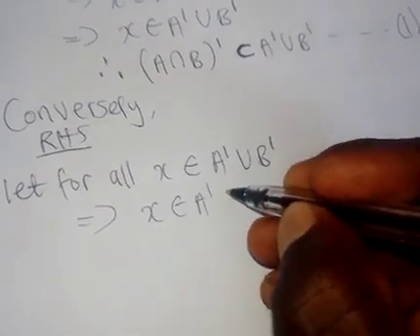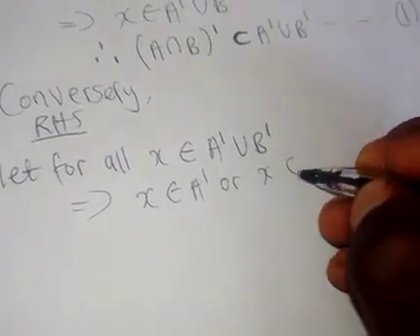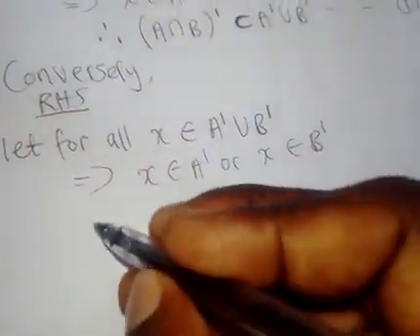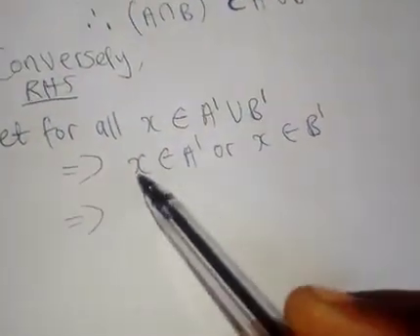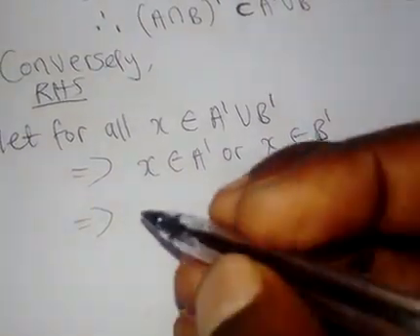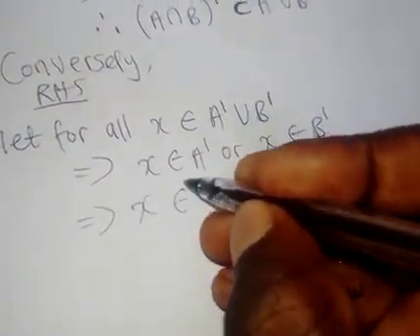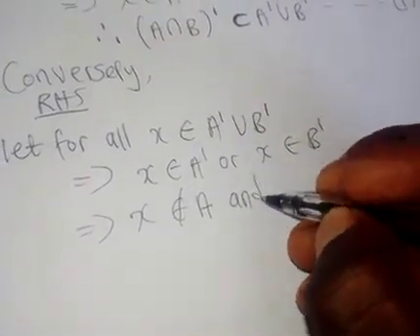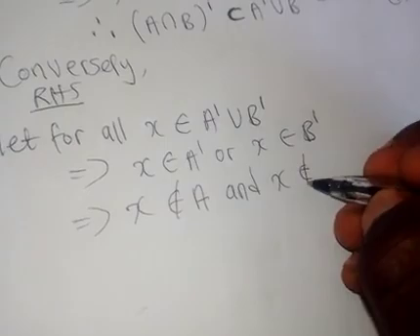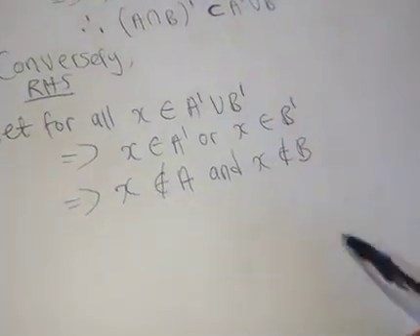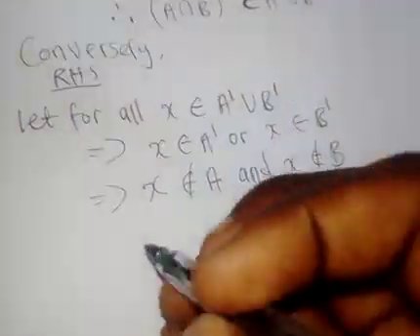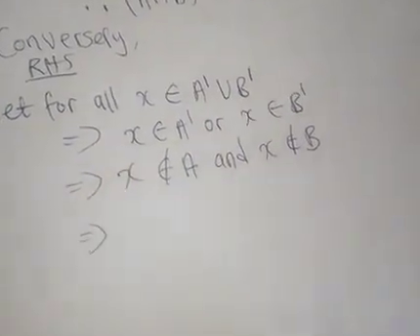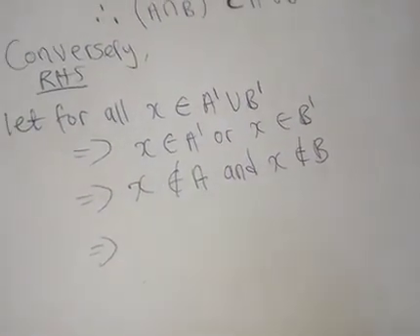A complement, or x is a member of B complement. Then this will imply that since x is a member of A complement, x is not a member of A, then "or" changes to "and": x is not a member of B, since it's a member of B complement. Then at this point you just combine the two. Since we have "and", you combine them using intersection.